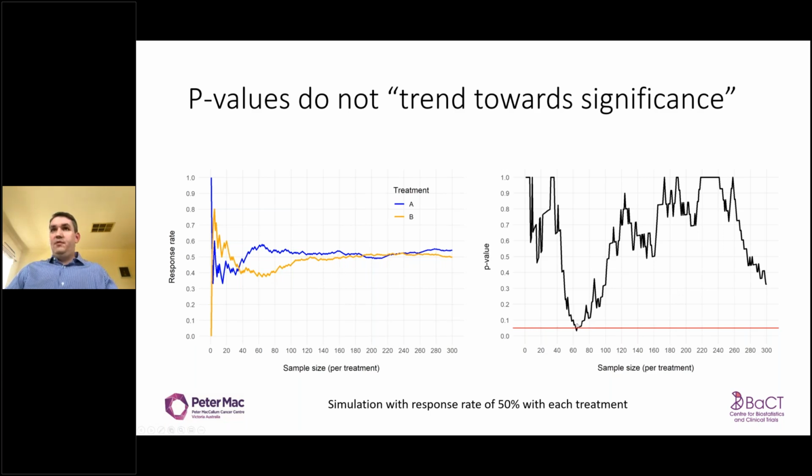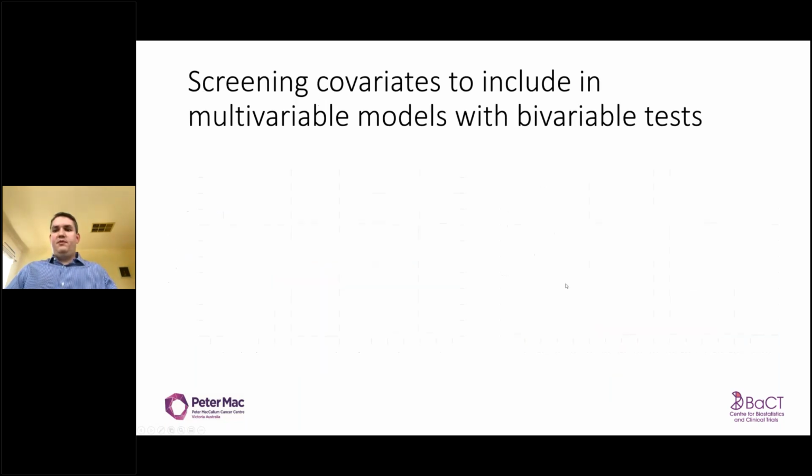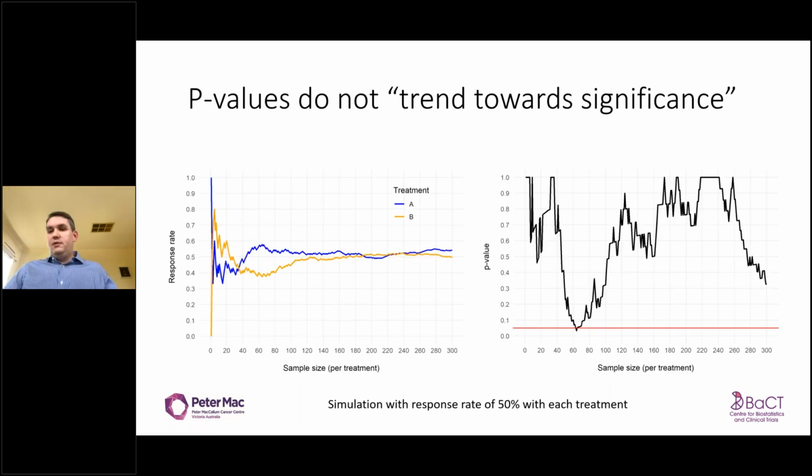As you can see here from the p-value, when you increase the sample size, the p-value doesn't necessarily go down. It might go up, might go down, and keep varying like that. So having a low p-value doesn't mean that by increasing the sample size, you'll have a significant p-value.